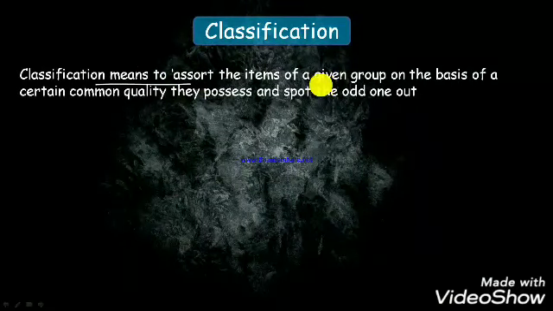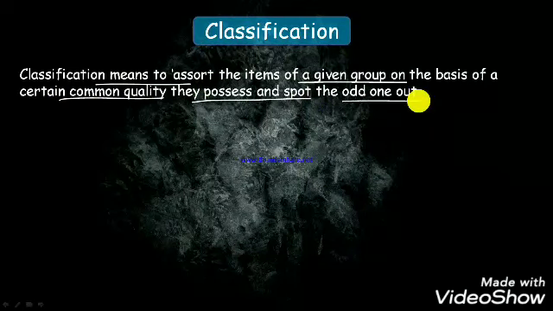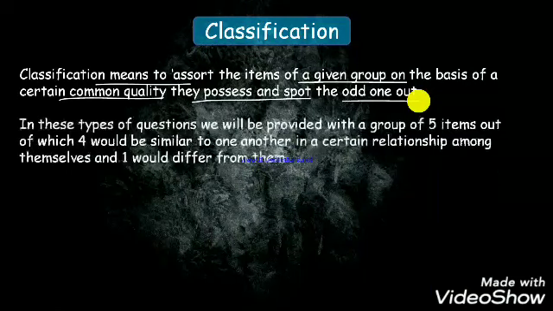So classification means to assort the items of a given group on the basis of certain common quality they possess and spot the odd one out. So basically some options will be given. We have to find the similarities and eliminate the odd one out. When you solve the question with me, you will basically understand that.